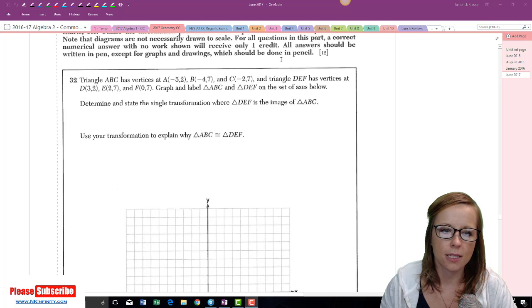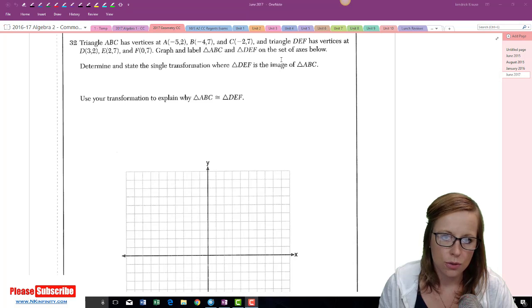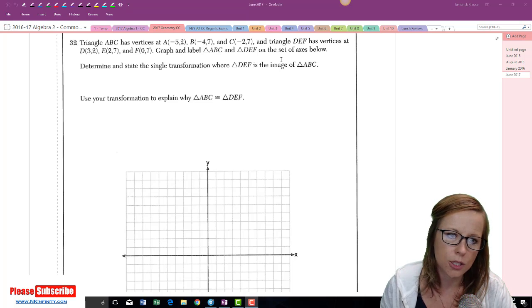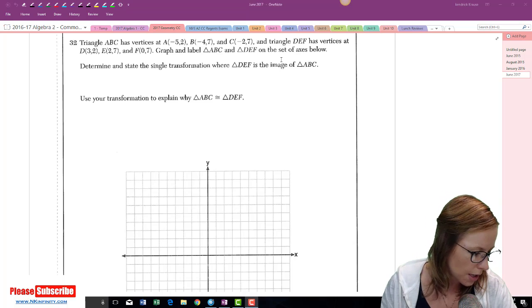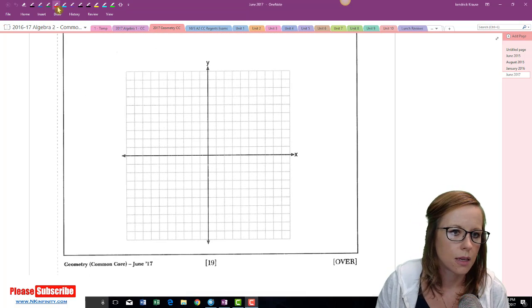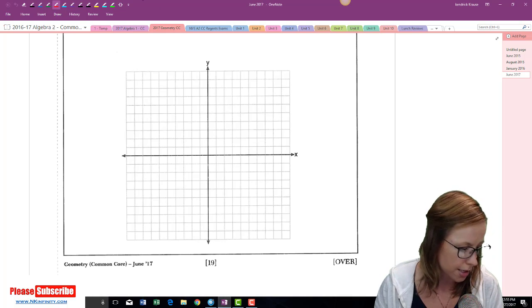All right, part 3s, here we go. Triangle ABC has vertices (-5, 2), (-4, 7), (-2, 7), and triangle DEF has vertices blah, blah, blah. Graph and label on the axes below. Determine and state the single transformation. Okay, so not a tough question, actually. So I'm going to go ahead and plot my points. This was a generous question, I thought, but maybe you didn't think so.